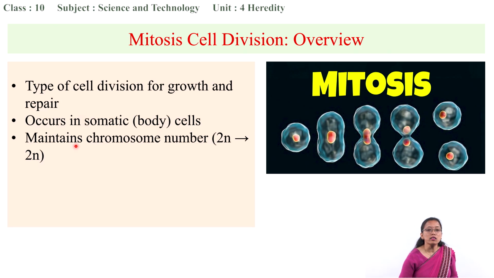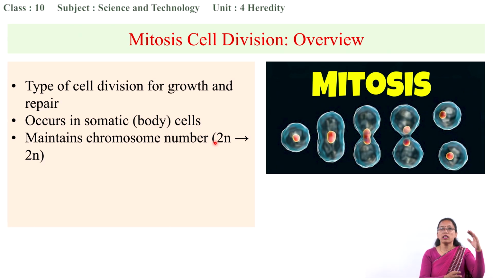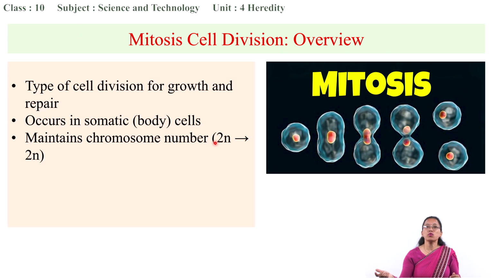It maintains the number of chromosomes equal to that in the parents. This cell division takes place in the diploid cell and it forms the diploid cell only. Equal number of chromosomes will be present in that. For example, if mitosis cell division takes place in the human body, if there are 46 chromosomes in a parent cell, when it forms a new cell also, it will contain 46 only, not more than that or less than that.